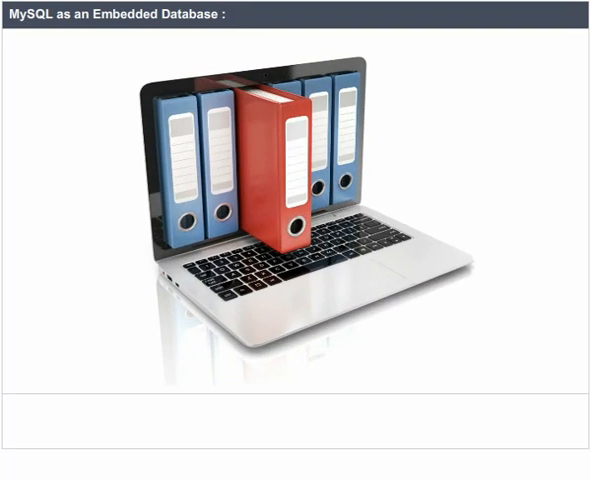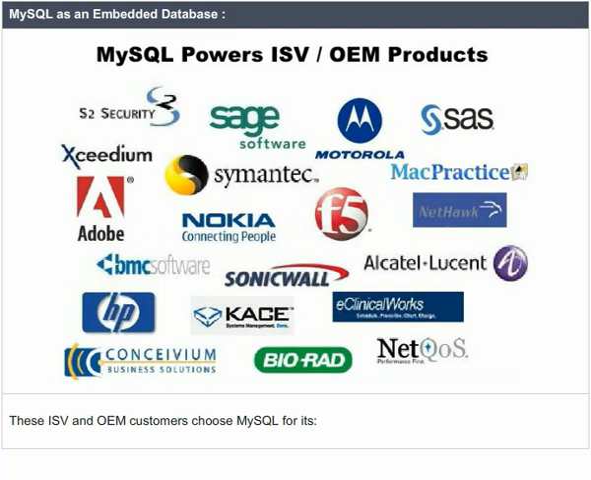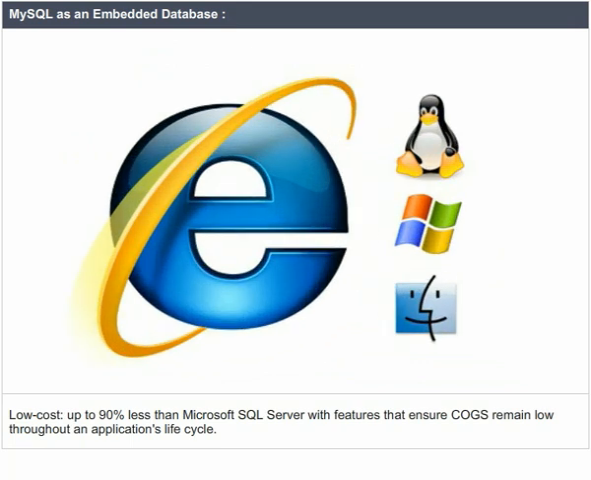MySQL as an embedded database. Over 2,000 ISVs, OEMs, and VARs rely on MySQL as their product's embedded database to make their applications, hardware, and appliances more competitive, bring them to market faster, and lower their COGS, that is, cost of goods sold. These ISV and OEM customers choose MySQL for its low cost, up to 90% less than Microsoft SQL Server, with features that ensure COGS remain low throughout an application's lifecycle.